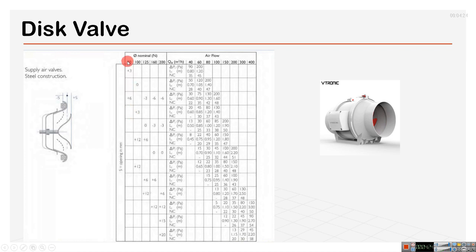Okay, please consider the 80 nominal size neck valve, and it is plus 6, this opens 6 millimeters, and according to the flow rate, this is the pressure in Pascal, and this is the noise level, and also minus means it loses.